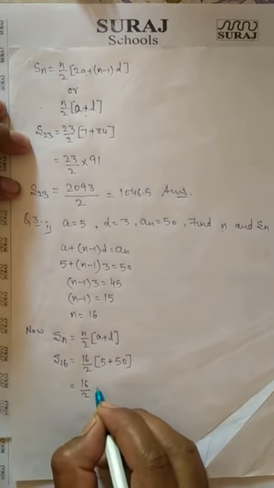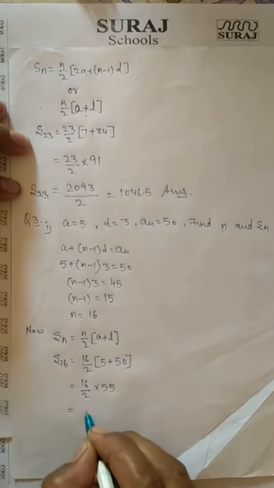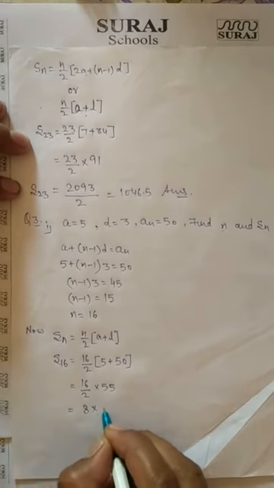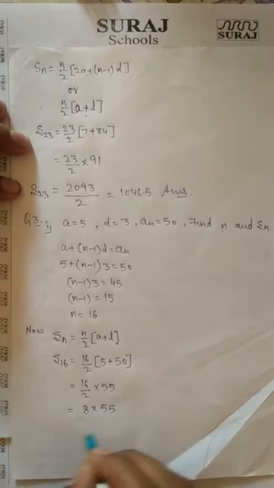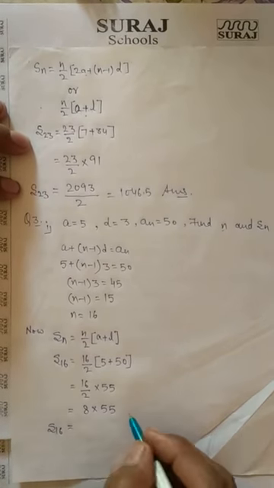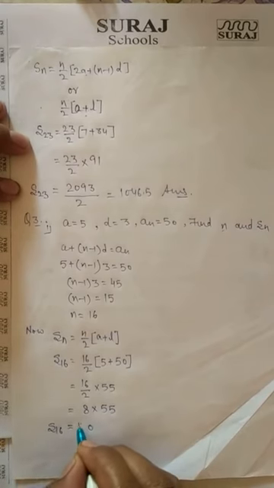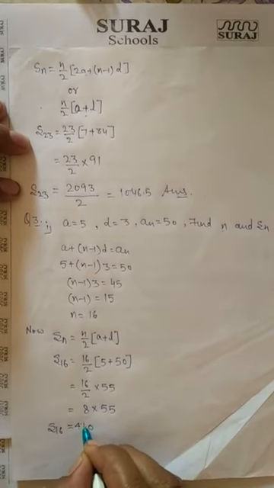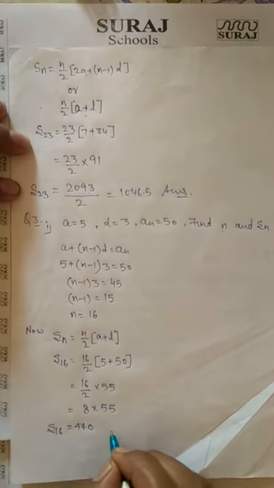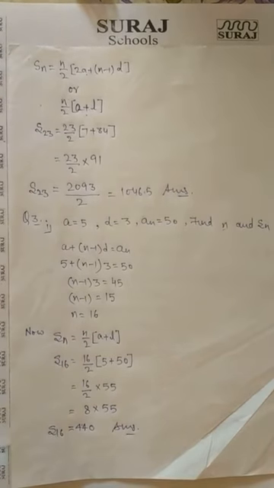16 upon 2 into 55, and that is 8 into 55. 8 into 55, that is the sum of 16 terms. So 8 fives are 40, 8 fives are 40 plus 4, 44. That is the answer. Understood, students?